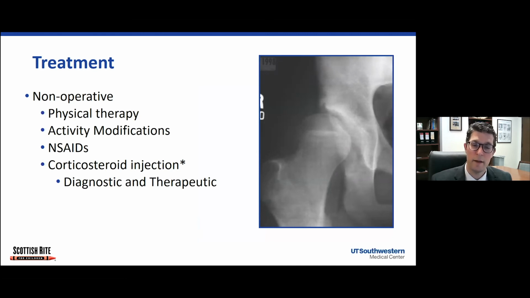However, we're still going to keep an eye on them to make sure their symptoms don't recur. Occasionally, we'll use a corticosteroid injection, which can have both diagnostic and therapeutic purposes. We talked about the really common presentation of that groin pain or that hip abductor fatigue pain.